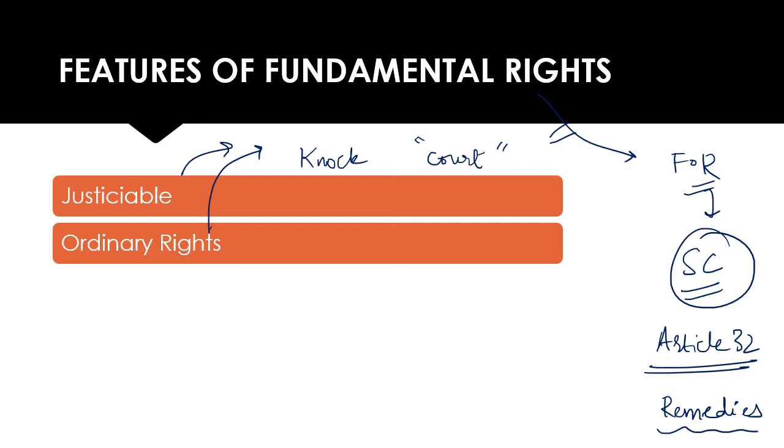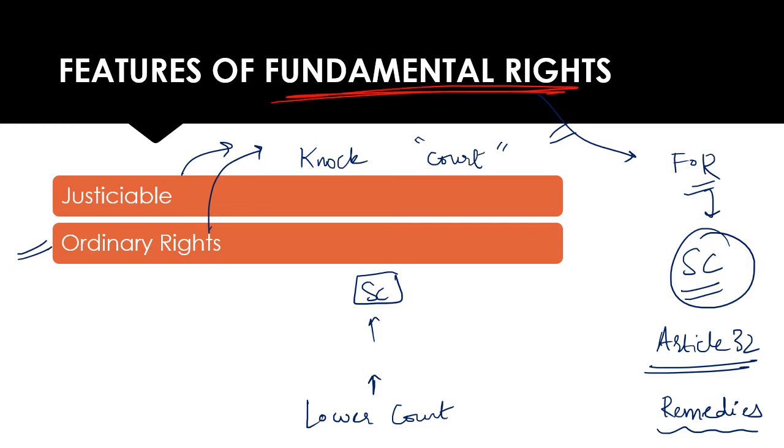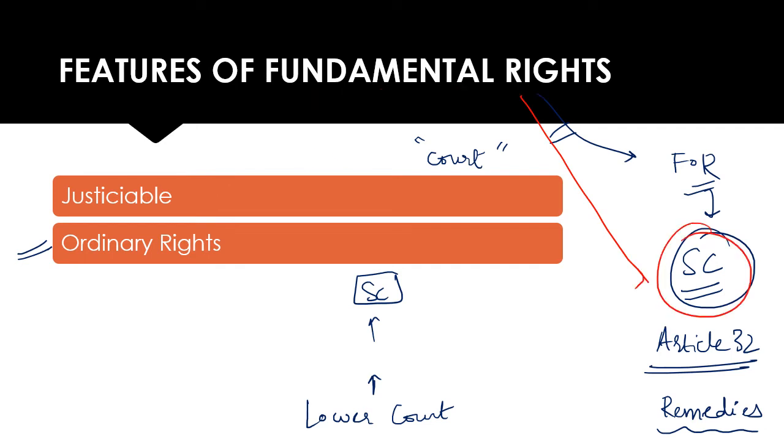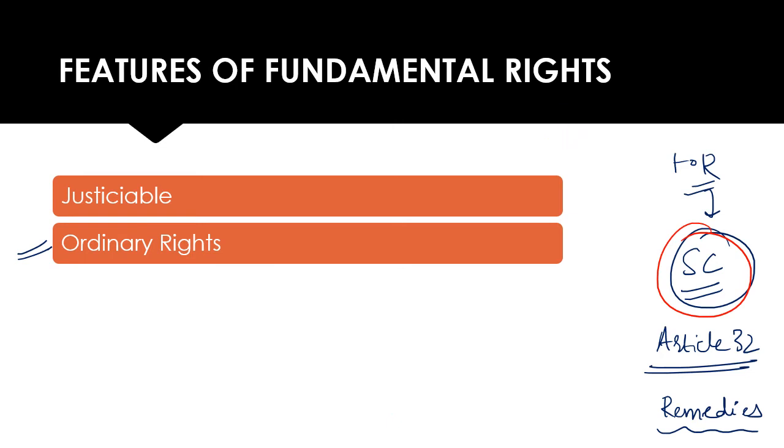So, when you have the violation of an ordinary right, then you will first have to go to the lower court. Then maybe you go and appeal, and then finally you might reach the Supreme Court. However, when a fundamental right is violated, let us say your fundamental right is violated, then you can go straight away to the Supreme Court. And therefore, fundamental rights are very important. You can see that they're so important that a citizen can approach the Supreme Court directly.